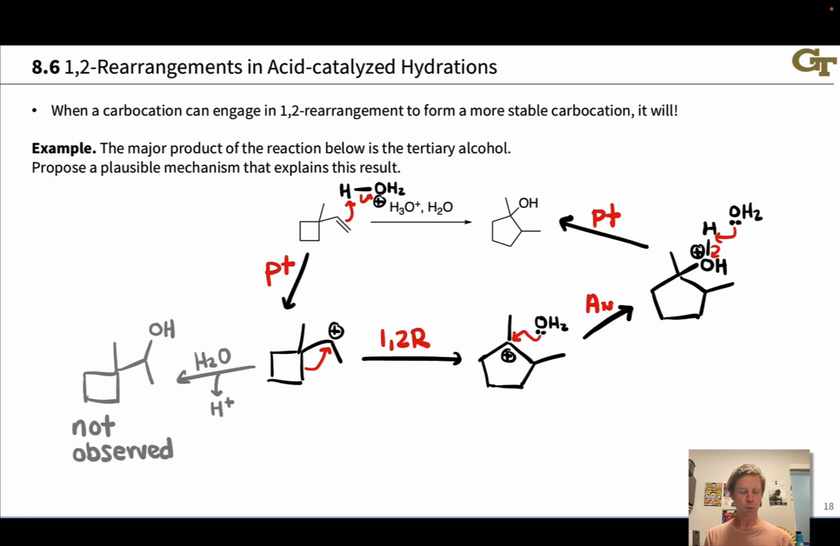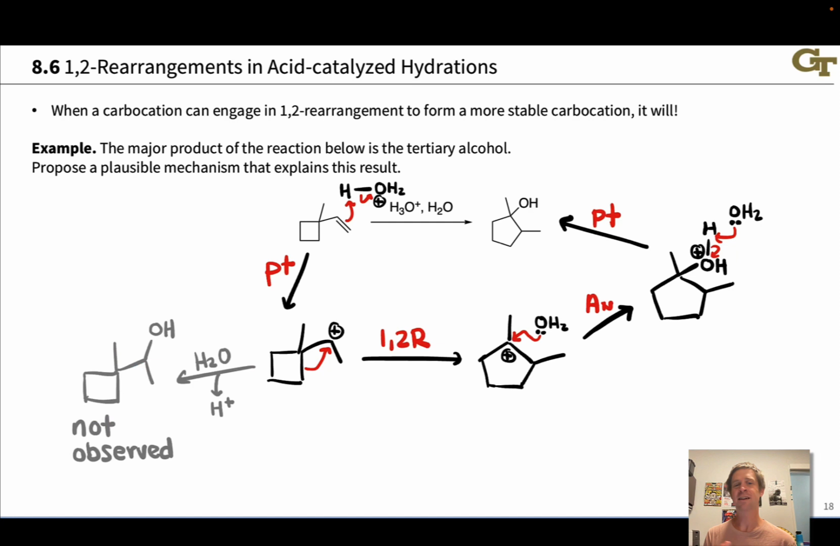What if, for example, we wanted this secondary alcohol as our product? We wanted Markovnikov selectivity without carbocation rearrangements. Maybe we wanted to study what happens when I put a cyclobutane adjacent to a secondary alcohol group like this.